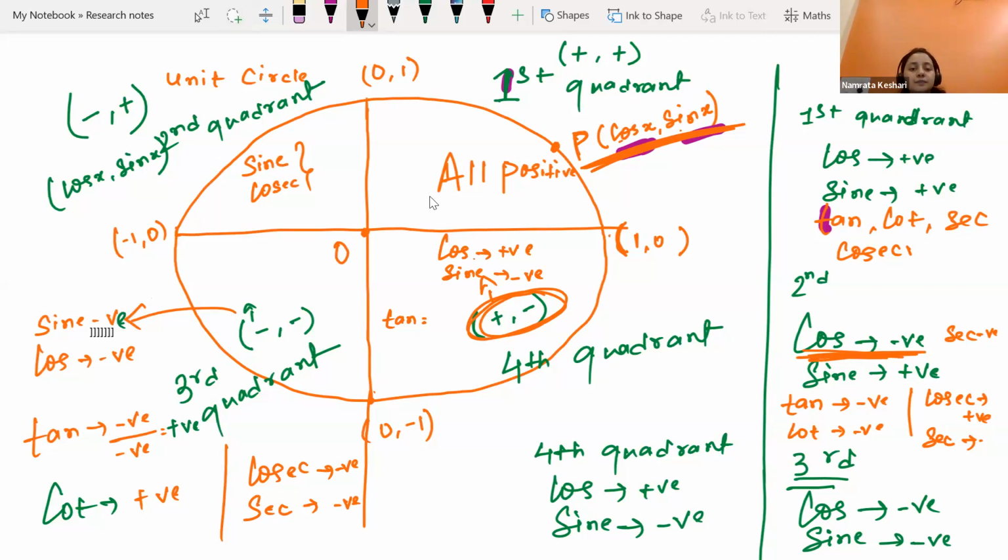Ali and Alina? Ma'am, it will be negative. Okay, cot will also be negative. Cosec will be negative, since cosec is dependent on sine, and here sine is negative. Okay, and sec will be positive. Yes or no? Yes, ma'am.